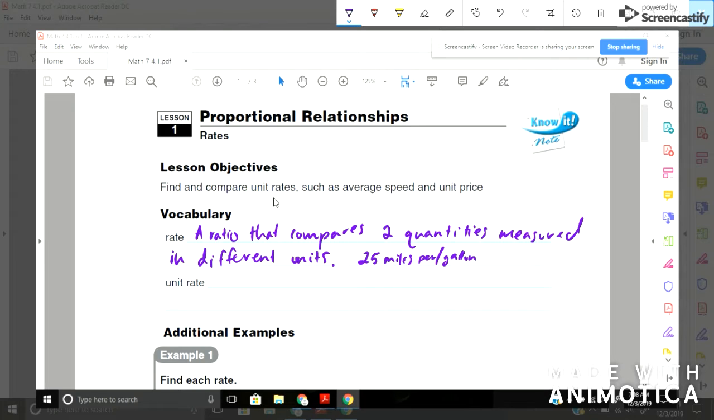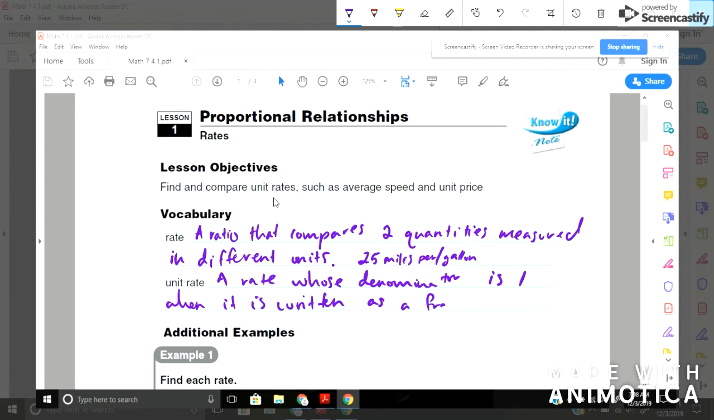All right, and a unit rate, this example I just gave is actually a unit rate as well, because that's a rate whose denominator is 1 when it is written as a fraction. Okay, so this example would actually work as a rate and a unit rate. More specifically, it's a unit rate.